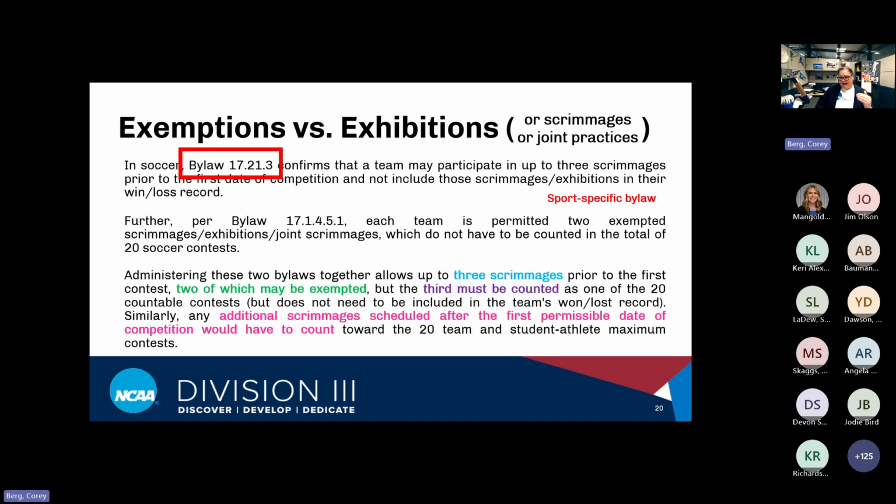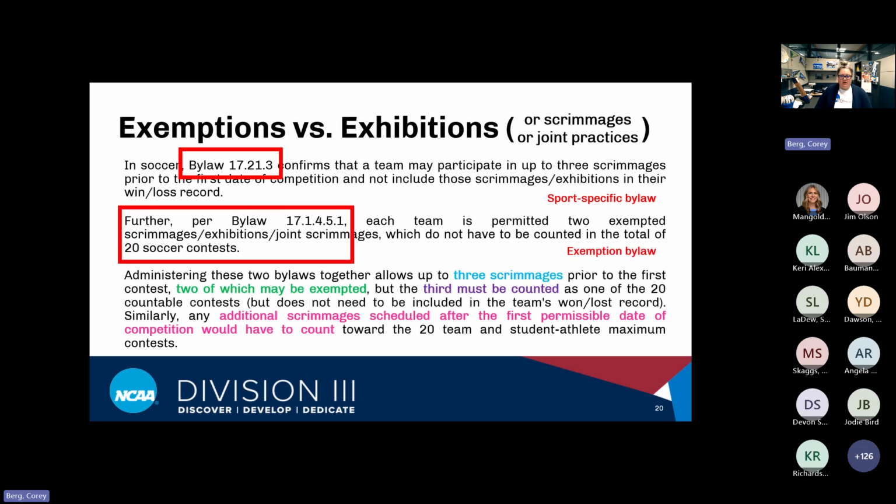Then, on top of that, you've got bylaw 17-1451, which is also true and says you can exempt up to 2 of those scrimmages or exhibitions or joint practices that don't have to be counted in your bylaw 17-20 maximum soccer contests.